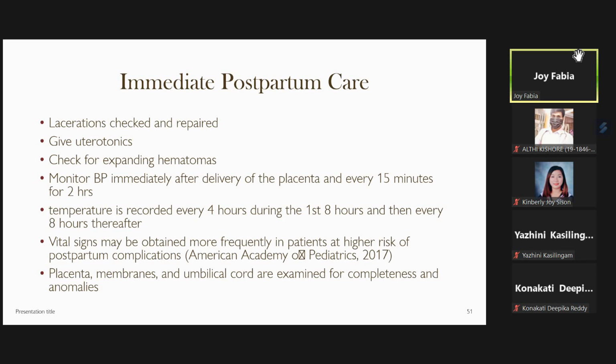After the delivery of the placenta, we monitor the blood pressure every 15 minutes for 2 hours, the temperature every 4 hours during the first 8 hours, and then every 8 hours thereafter. Why do we have to do it? Para ma-check natin if there's a puerperal sepsis. Vital signs may be obtained more frequently in patients at higher risk of postpartum complications.